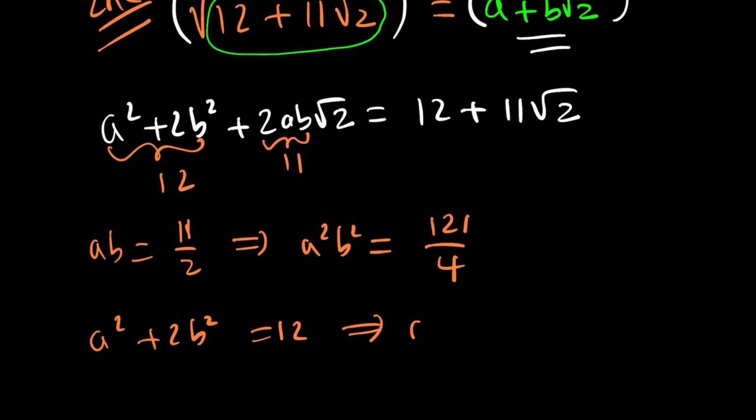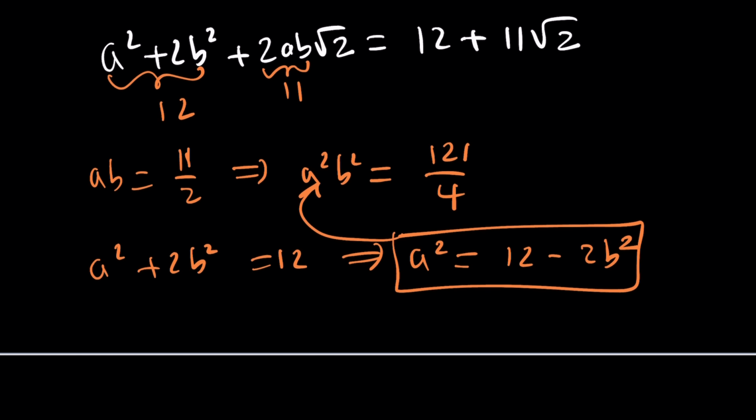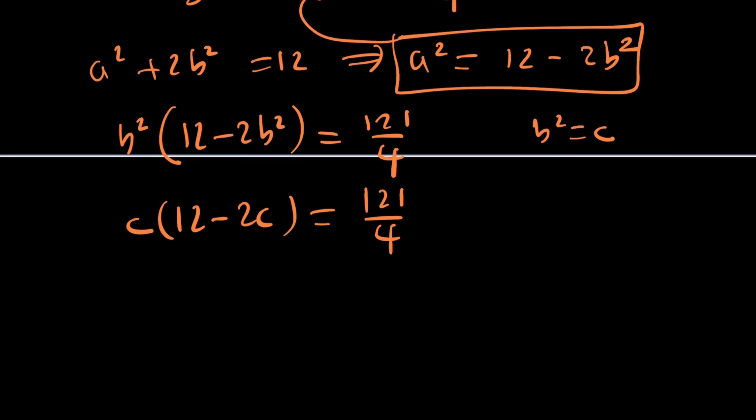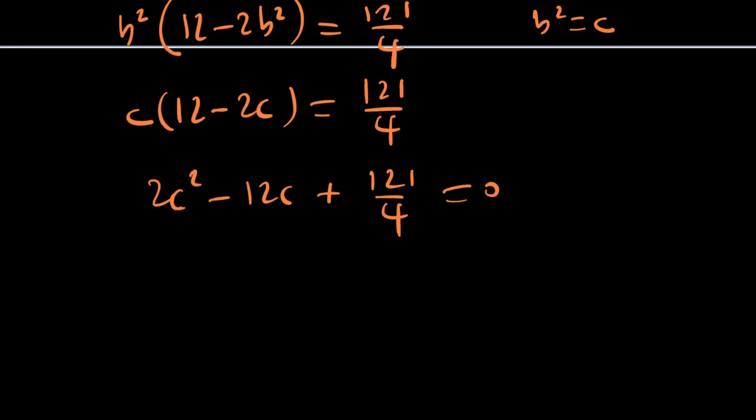So from here we can isolate a squared, write it as 12 minus 2b squared, and then plug it in here. That gives us b squared multiplied by a squared, which is 12 minus 2b squared. Sorry, I have to say that real quick. And then set b squared equal to c, c times 12 minus 2c. And then we're going to proceed: 2c squared on the right-hand side, minus 12c plus 121 over 4 equals 0. And this equation can be solved with the quadratic formula.